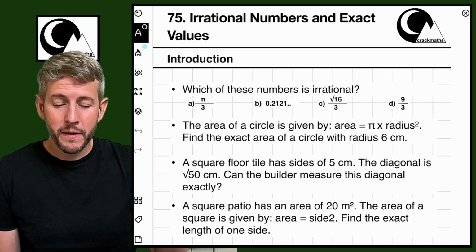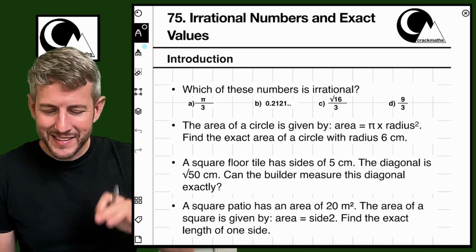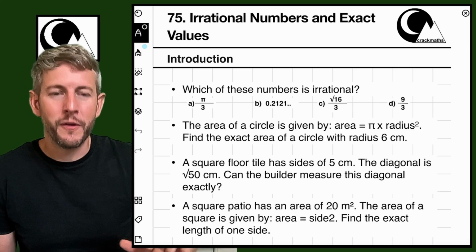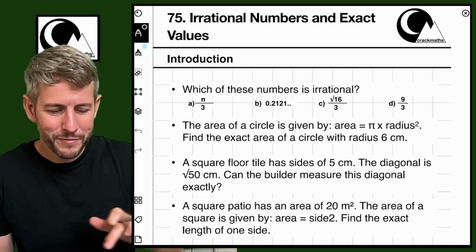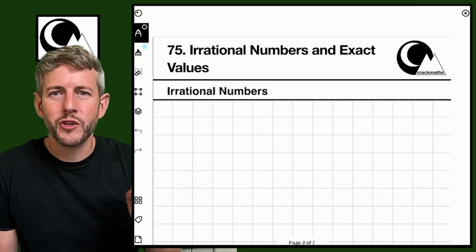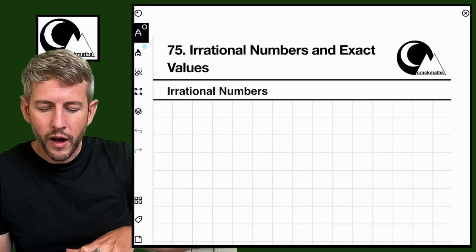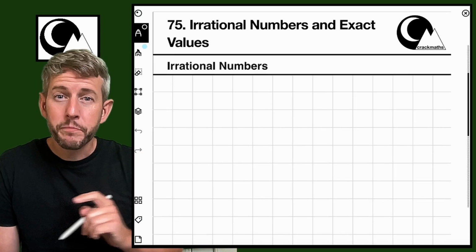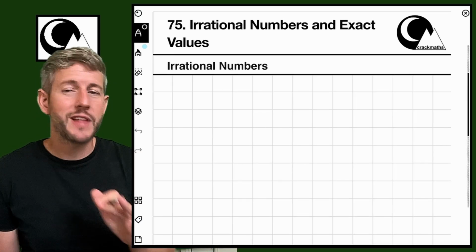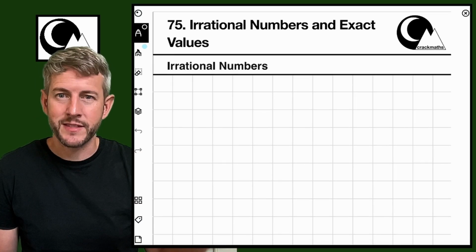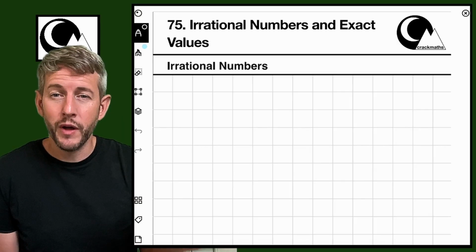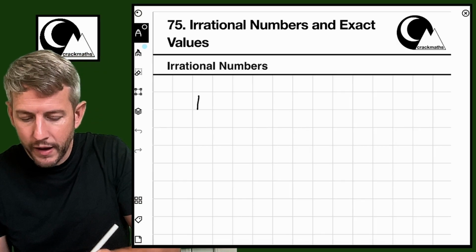Okay, so perfect. Right, let's get started with this tutorial. So here we go. Our first topic here is what are irrational numbers? Okay, so irrational numbers are numbers that have no sense of pattern. The most famous irrational number is the one that we use, which is pi.